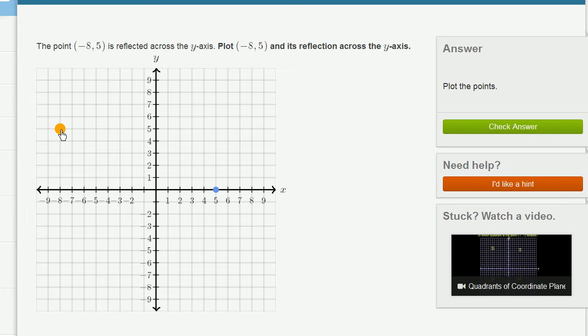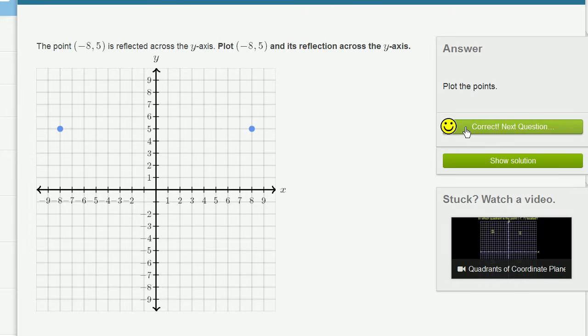Now we have to plot its reflection across the y-axis. And so you can imagine if this was some type of lake or something, and you were to see its reflection, and this is, say, like the moon, you would see its reflection roughly around here. You would see it an equal distance away from the y-axis. So you would see it at 8 to the right of the y-axis, which would be at +8, and still 5 above the x-axis. So that's its reflection right over here. Its reflection is the point 8 comma 5.